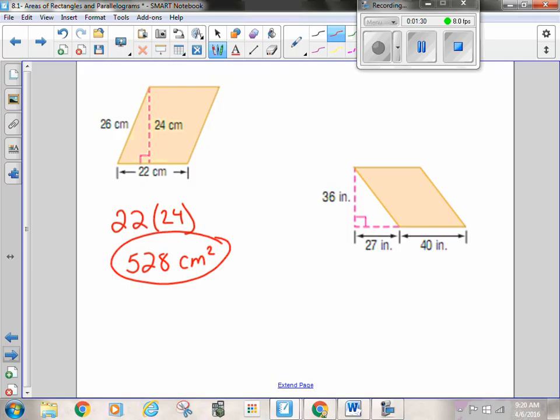If we look at our next example, my height is outside of my parallelogram, but it's still a right angle to the base. So I have 40 times 36. And we end up with 1,440 inches squared.